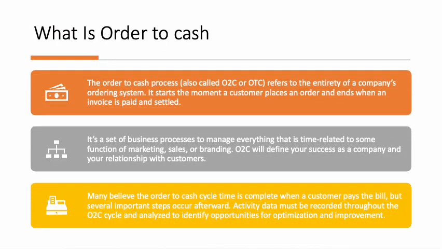The order to cash process, also called O2C or OTC, refers to the entirety of a company's ordering system. It starts the moment a customer places an order and ends when an invoice is paid and settled. It's a set of business processes to manage everything that is time related to some function of marketing, sales, or branding. O2C will define your success as a company and your relationship with customers.